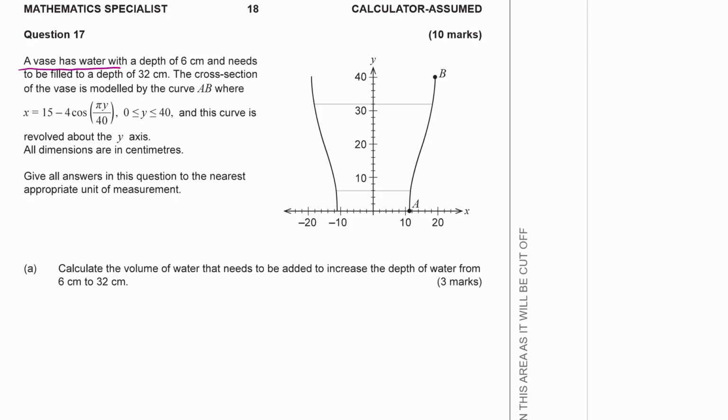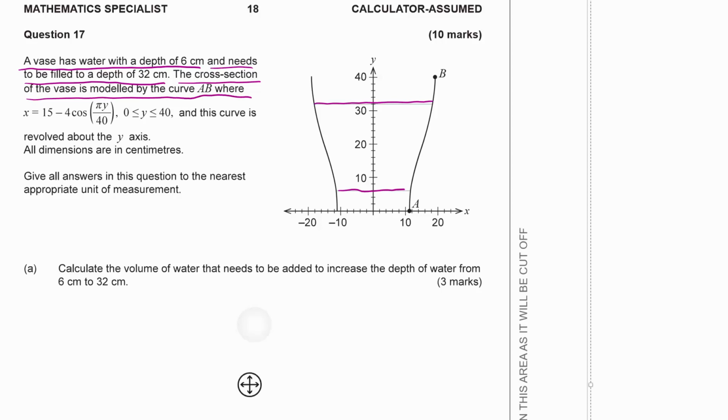A vase has water with a depth of 6 centimeters and needs to be filled to a depth of 32 centimeters. The cross-section of the vase is modelled by the curve AB, where x is equal to 15 take away 4 cos(pi y over 40) for y between 0 and 40.